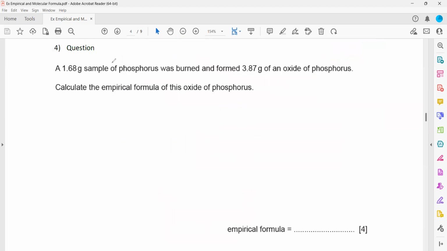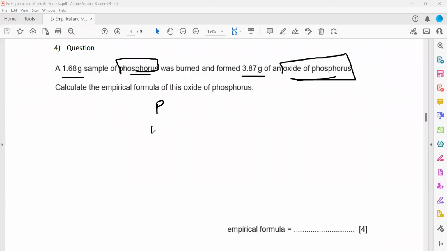The next question: 1.68 grams of phosphorus was burned to produce 3.87 grams of phosphorus oxide. So this is phosphorus with oxygen, and this is only phosphorus. We need the empirical formula of the oxide of phosphorus. So either we should have the mass or the percentage. So what is the mass of phosphorus?